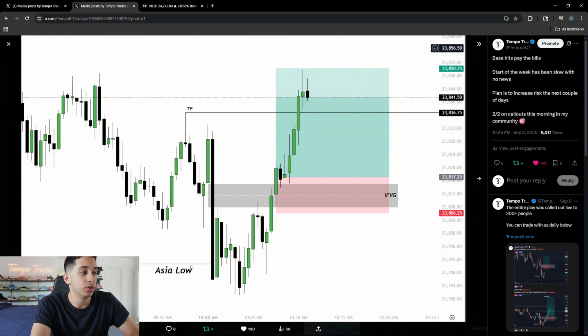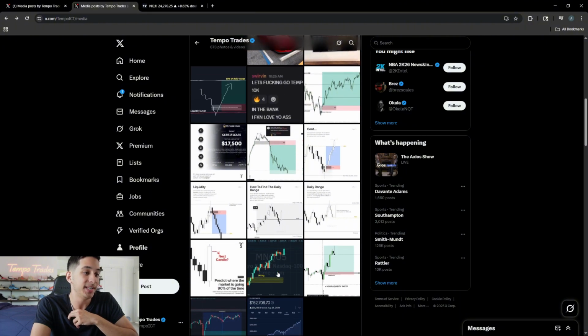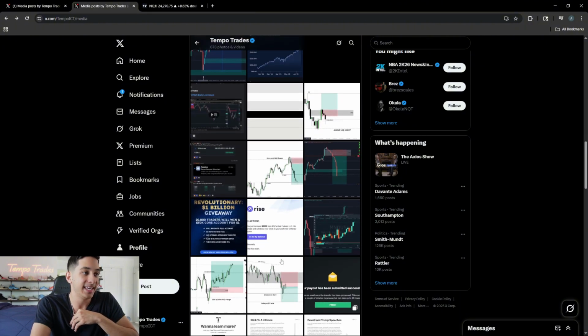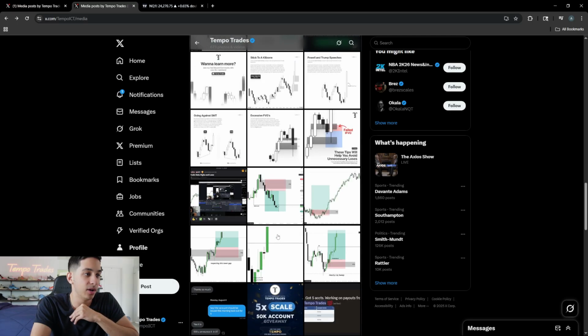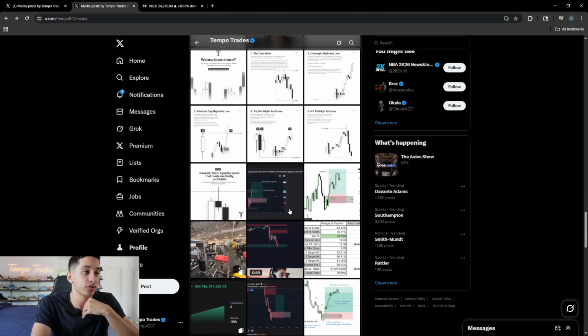Here's an example. This is at 10 a.m. in the New York session. We swept Asia low, waiting for that reversal, and you see a move to the upside. I trade this every single week, and I can't even tell you how much money I've made off of this sweep specifically. It's going to have a 70 to 80% win rate. You can backtest that and see it for yourself.